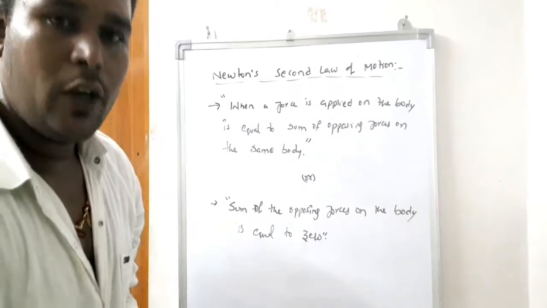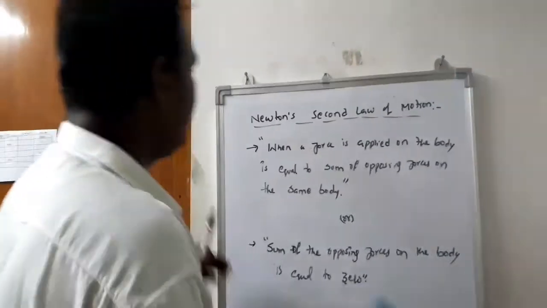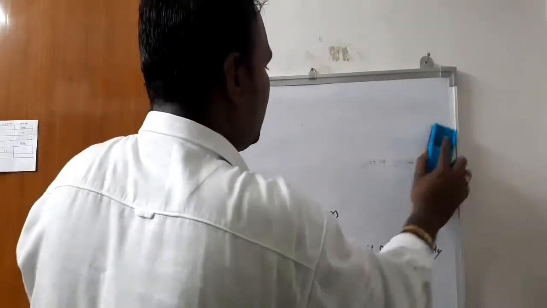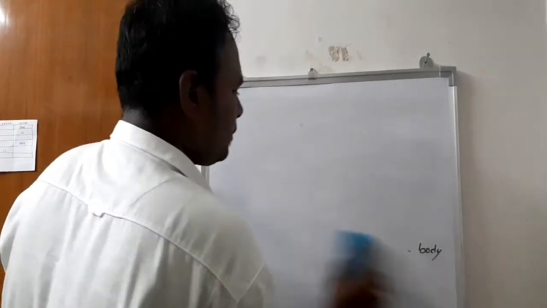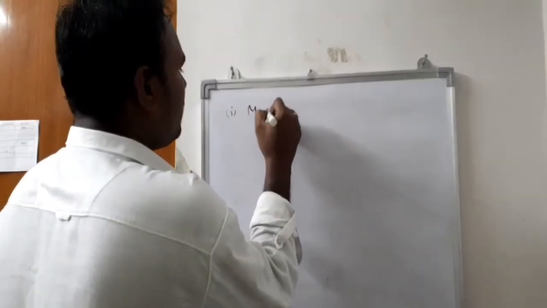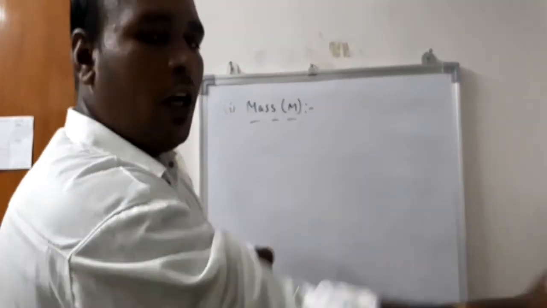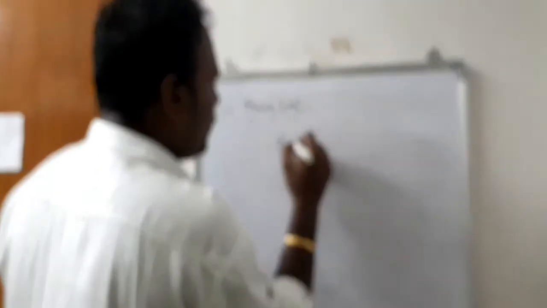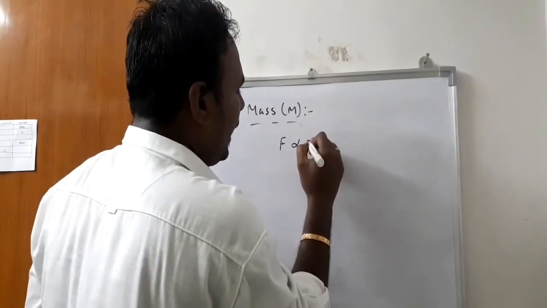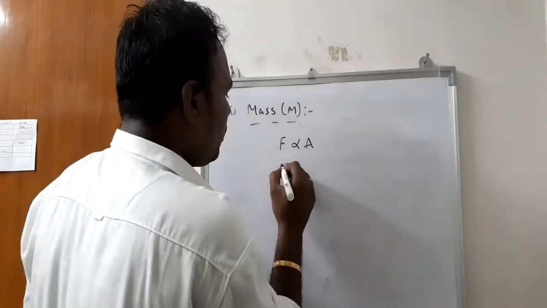Okay, now we are going to discuss the individual elements. See guys, first one is the mass and we denote it as m. We all know that F is directly proportional to acceleration. To remove the proportionality constant, we add one more constant here.